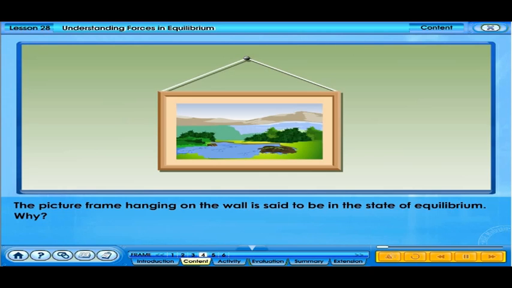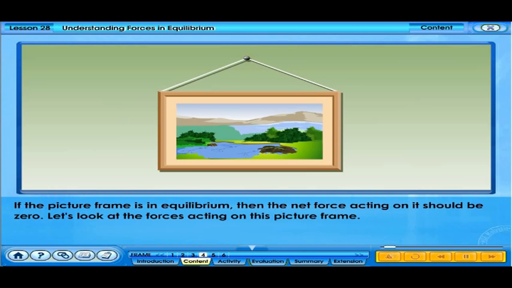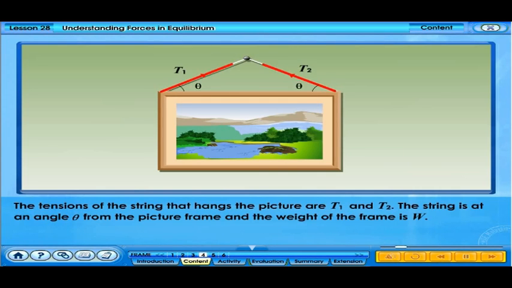The picture frame hanging on the wall is said to be in the state of equilibrium. Why? If the picture frame is in equilibrium, then the net force acting on it should be zero. Let's look at the forces acting on this picture frame. The tensions of the string that hangs the picture are T1 and T2. The string is at an angle theta from the picture frame, and the weight of the frame is W.